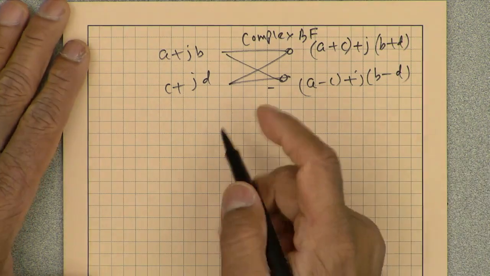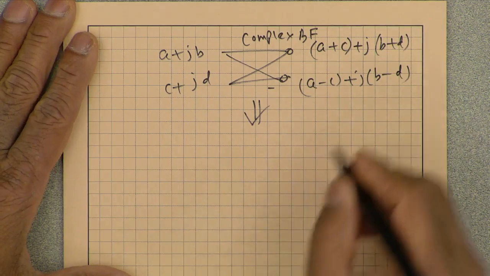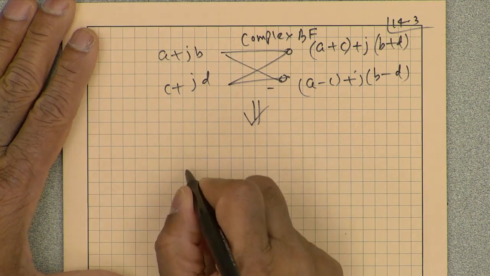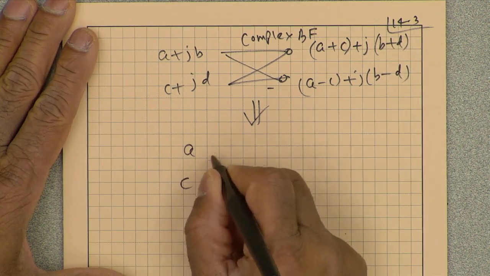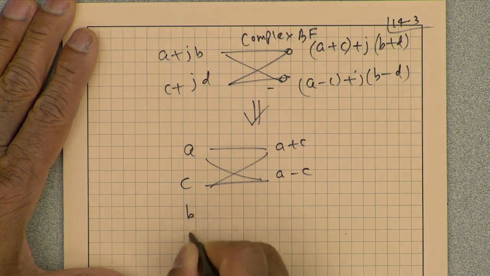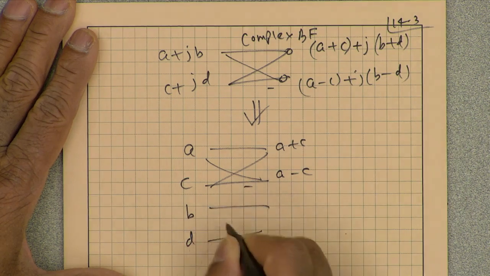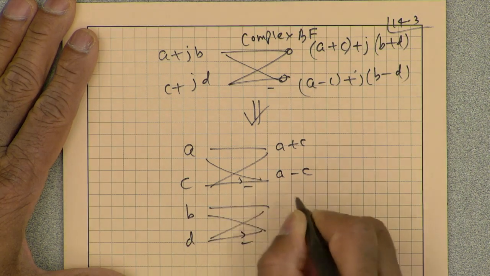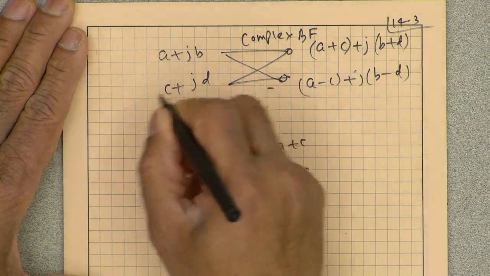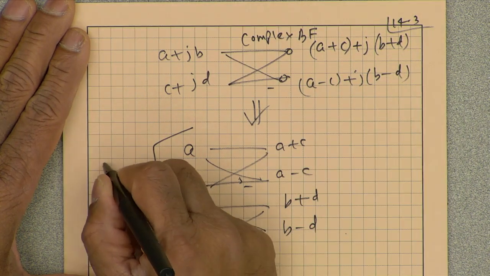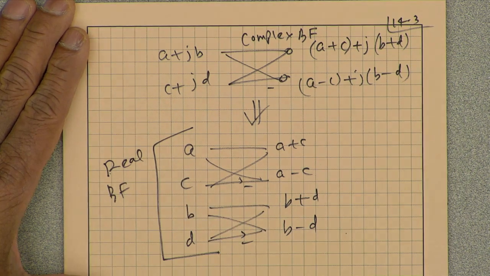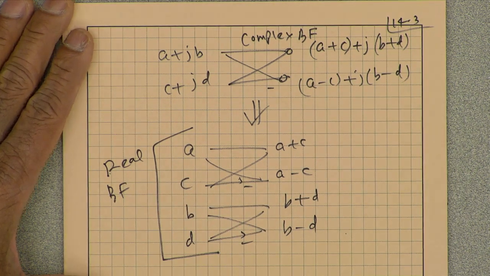Okay, so that complex butterfly can be expanded to two real butterflies. I can take the real parts a and c and compute a plus c, a minus c, and I can take the imaginary parts b and d and compute the imaginary parts b plus d and b minus d. So this one complex butterfly is equivalent to 2 real butterflies. One complex butterfly is the same as 2 real butterflies.